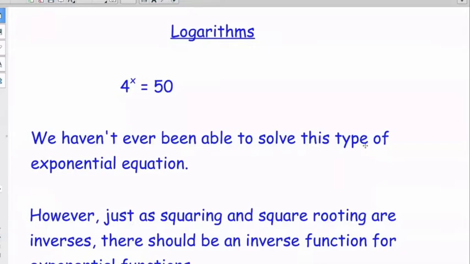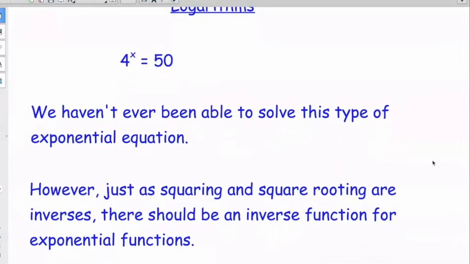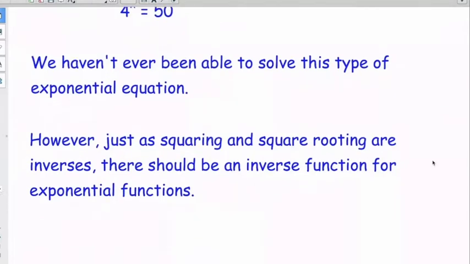And I've said in my notes, just as squaring and square rooting are inverses, all we need is the inverse function for this exponential function to be able to unlock the value of x. And they're called logarithms.